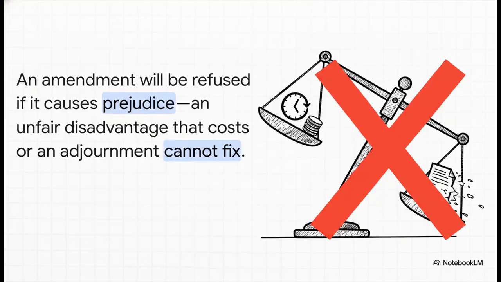Now, this brings us to the one major catch, the one big exception, prejudice. The court will only say no to an amendment if it creates an unfair disadvantage for the other party that you just can't fix. For instance, if you wait until the last minute and the other side can no longer find evidence to respond to your new claim, that might be prejudice. But if the problem can be solved with a bit more time, or by having you pay their legal costs for the trouble, the amendment is almost always going to be allowed.